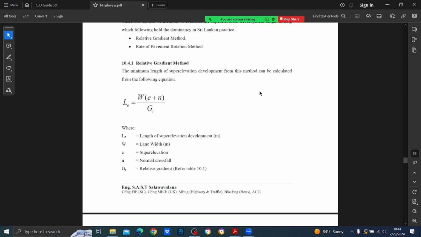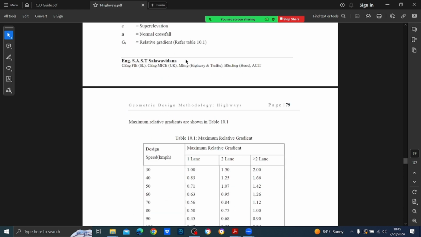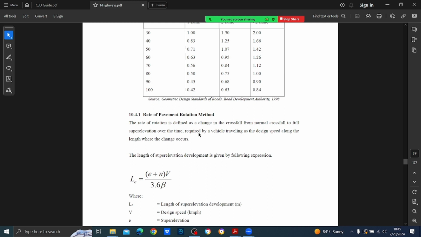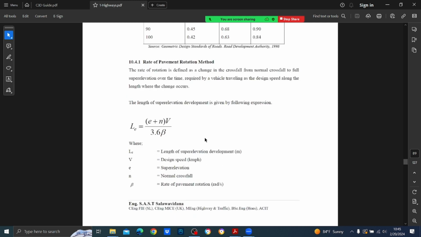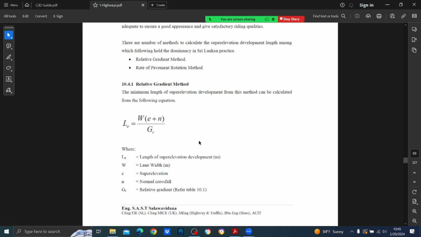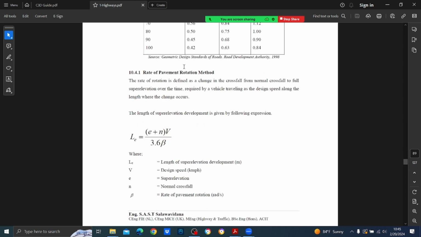Okay, so for the super elevation standards, there are two methods to calculate: the relative gradient method, and the other one is the rate of pavement rotation method. You have to calculate using both these methods and then take the maximum super elevation development length. But I can tell you a trick. If your design speed is less than 80, always use the relative gradient method. You have to consider the rate of pavement rotation method only if the design speed is greater than 80.